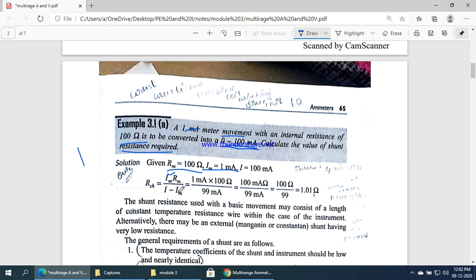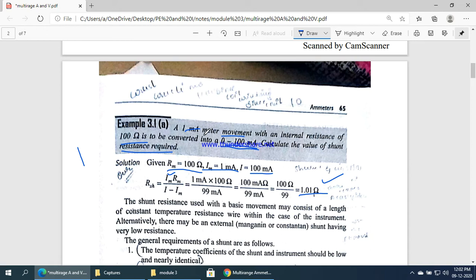Substitute the value of I minus IM. What's the value of I? I is 100 minus 1. 100 minus 1 is 99 milliamps. After substituting the values, we will be getting the value as 1.01 ohms. So this is the answer.